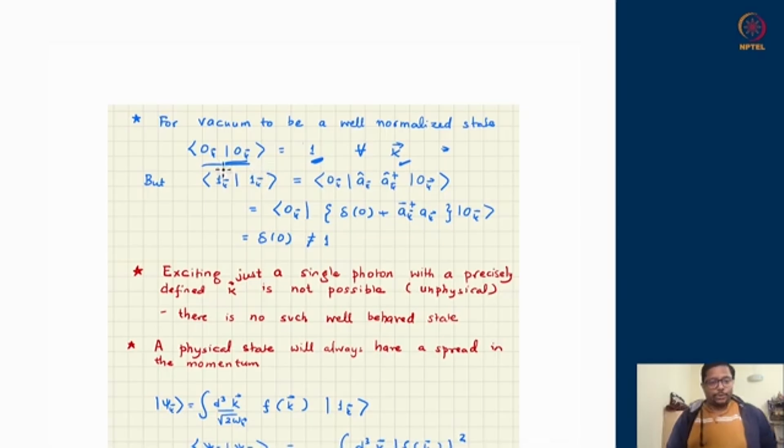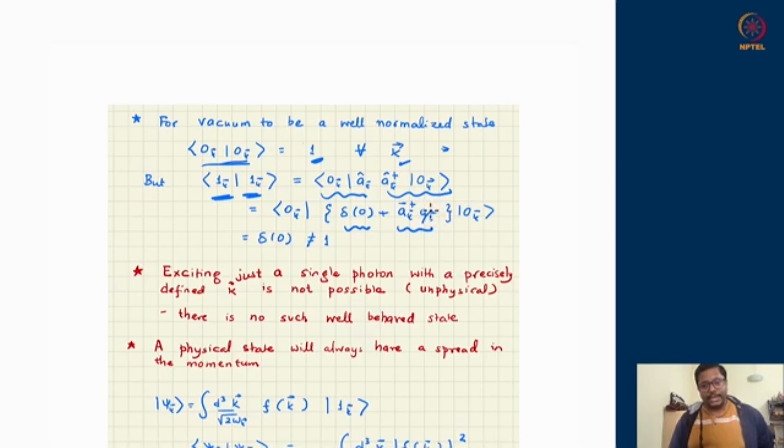If I do so, then I realize the first excited state does not remain very well defined. Why is that? Because the first excited state is obtainable from the operation of a_k dagger onto the vacuum. So this is the first excited state |1_k>, this is its conjugate. When I take the inner product between <1_k| and |1_k>, I will get a_k a_k dagger in between. And this a_k a_k dagger, using the commutator, can be written as delta(0) plus a_k dagger a_k. This is the usual commutation usage.